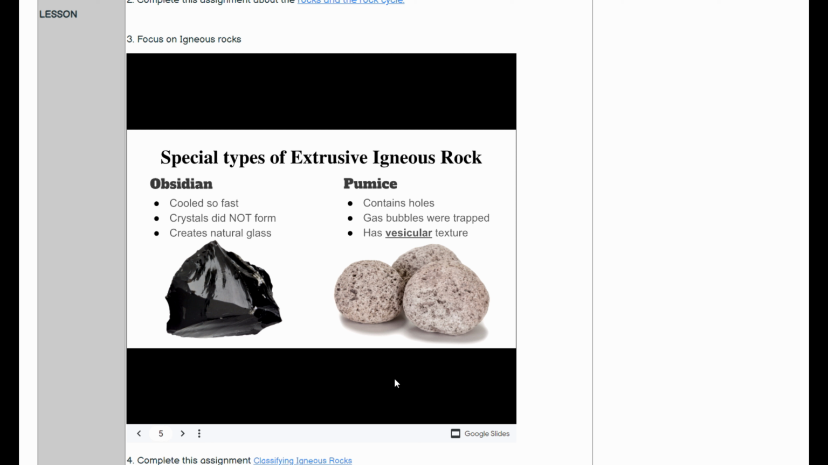Pumice, on the other hand, is very rough, very dull. It's got a lot of holes in it where gas bubbles were trapped, and they call it a vesicular texture. This is kind of what your alveoli look like on the inside of your lungs, actually, with all these little sacs and things in there. But all of these little holes in it are from gas escaping from it.